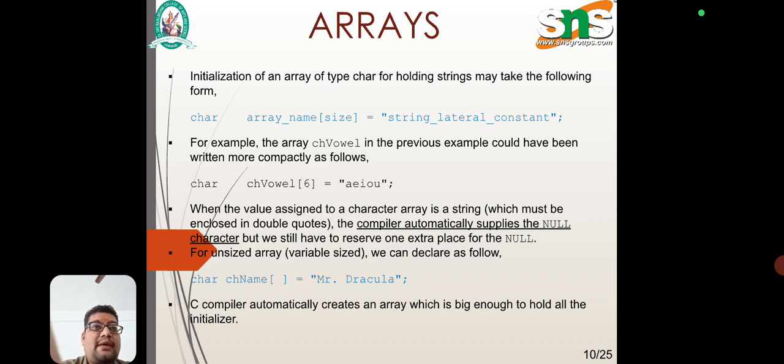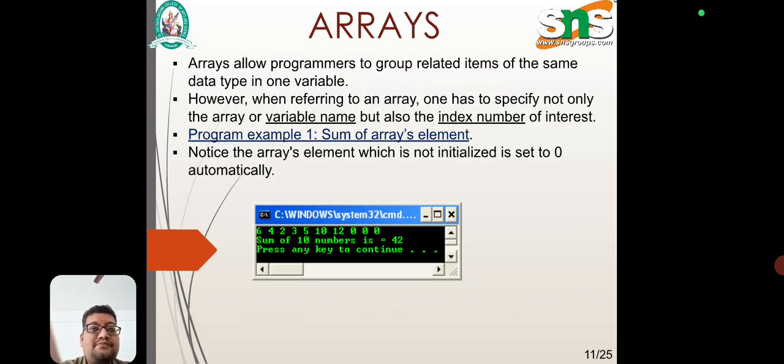Initialization of an array of type char for holding strings may take the following form: char array name, size equal to a string. So generally the string is stored in an array of character data type. Arrays allow programs to group related items of the same data type in one variable. However, when referring to an array, one has to specify not only the array or variable name but also the index value of the interested element.